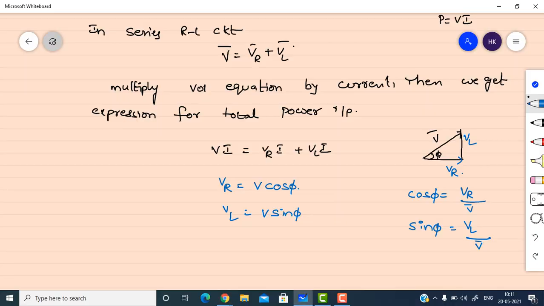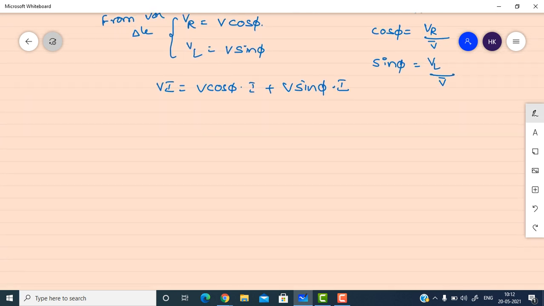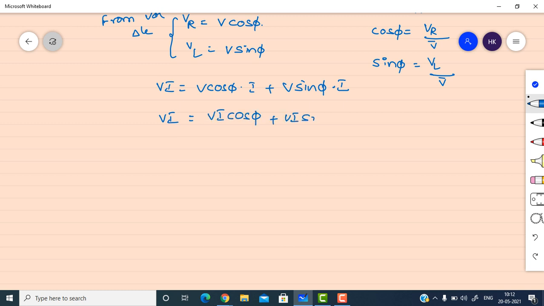Now we have the equations for VR and VL. So substitute these two in the total power equation, VI is equal to, this is from the voltage triangle we got. In place of VR, substitute V cos phi into I plus in place of VL, V sin phi into I. So VI is equal to VI cos phi plus VI sin phi.